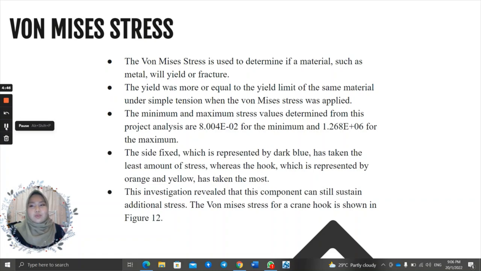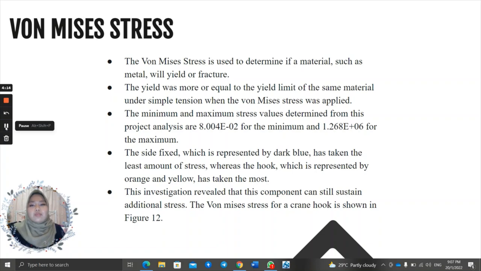So first, for von Mises stress, the von Mises stress is used to determine if a material such as metal will yield or fracture. The material yields when the von Mises stress is equal to the yield limit of the same material under simple tension. So the minimum and maximum stress values determined from this project analysis are 8.004E02 for the minimum and 1.268E+06 for the maximum.